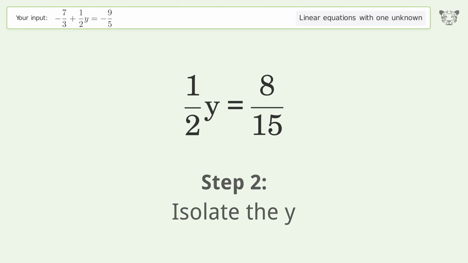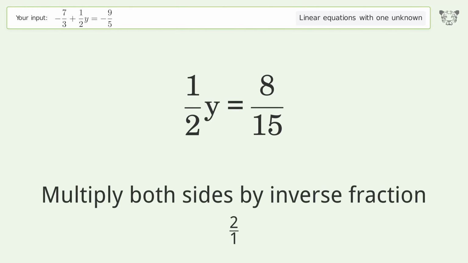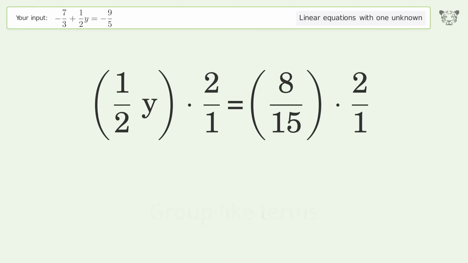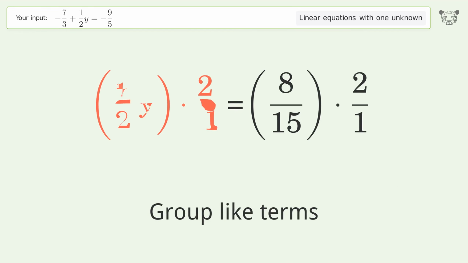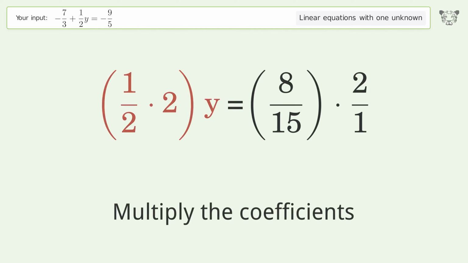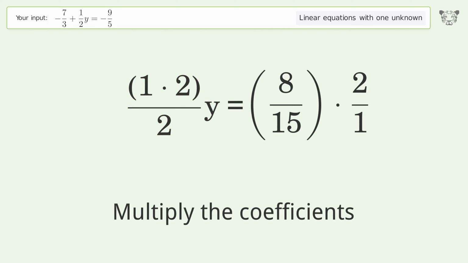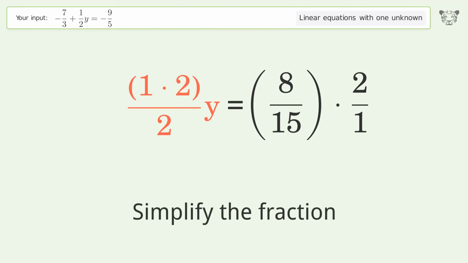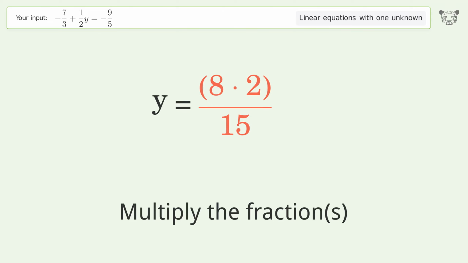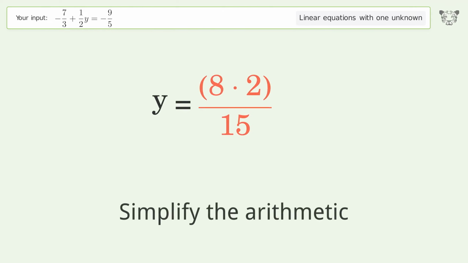Isolate the y. Multiply both sides by inverse fraction 2 over 1. Group like terms. Multiply the coefficients. Simplify the fraction. Multiply the fractions. Simplify the arithmetic.